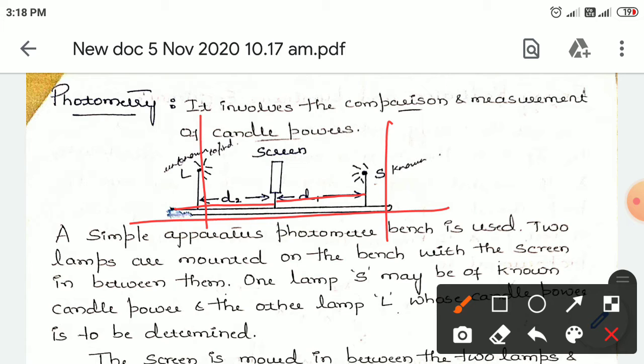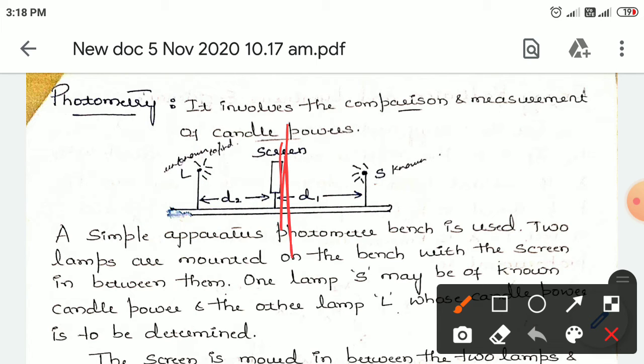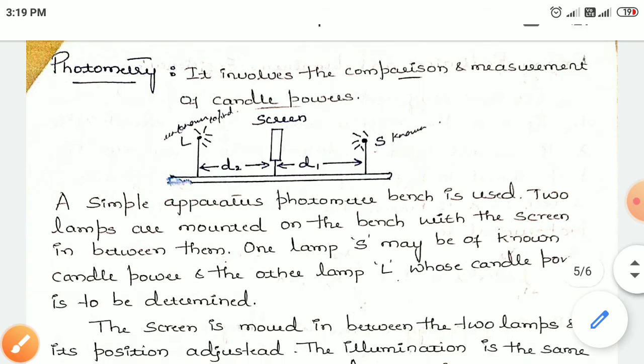The screen is moved in between the two lamps and its position is adjusted until the illumination is the same on both sides of the screen. Then by applying the inverse square law you can find the illumination. The screen is called the photometer head, and the photometer bench is graduated so that D1 and D2 may be measured.